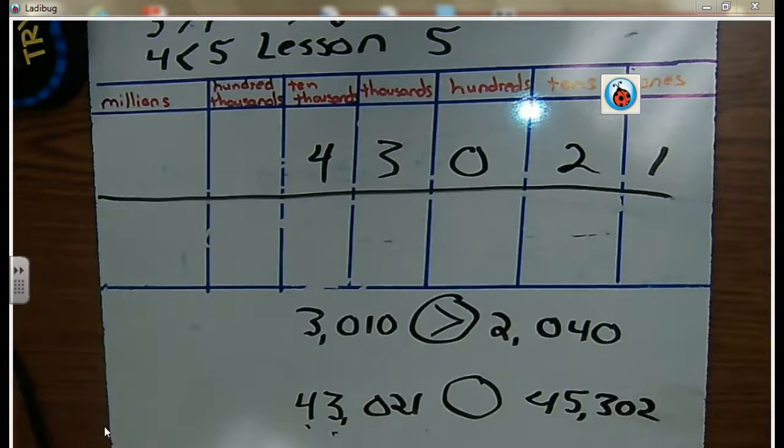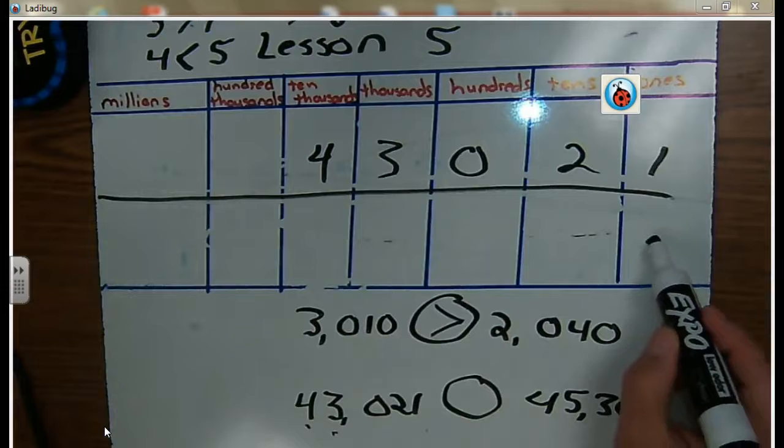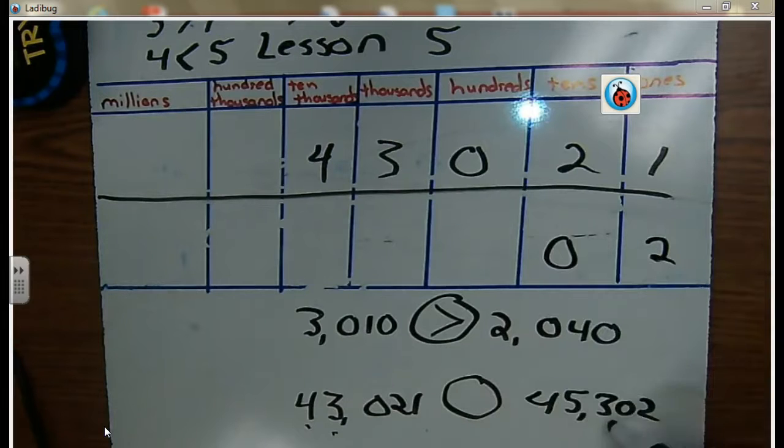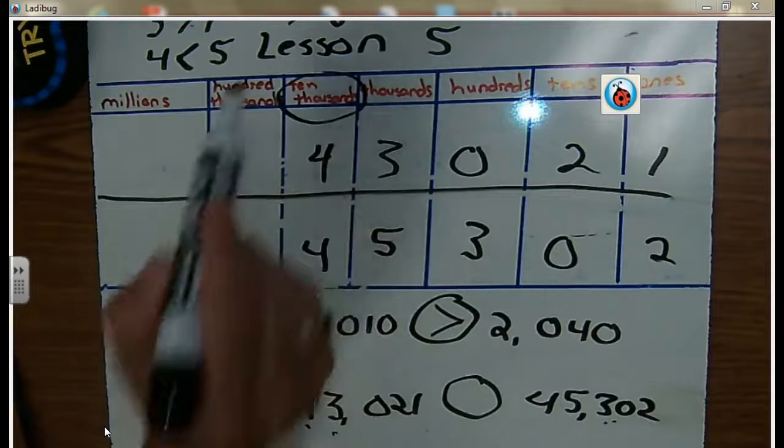On the other side, I'm going to go backwards this time. I have 2 in the ones. I have 0 in the tens. I have 3 in the hundreds. I have 3 in the thousands and I have 4 in the 10,000s. So what is our largest place value represented in these two numbers? It would be the 10,000s place.